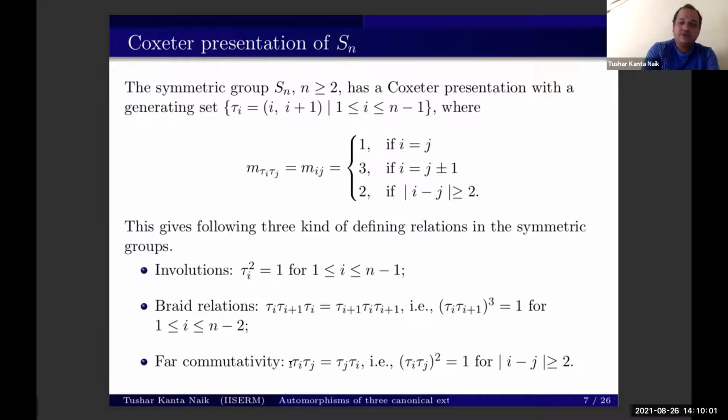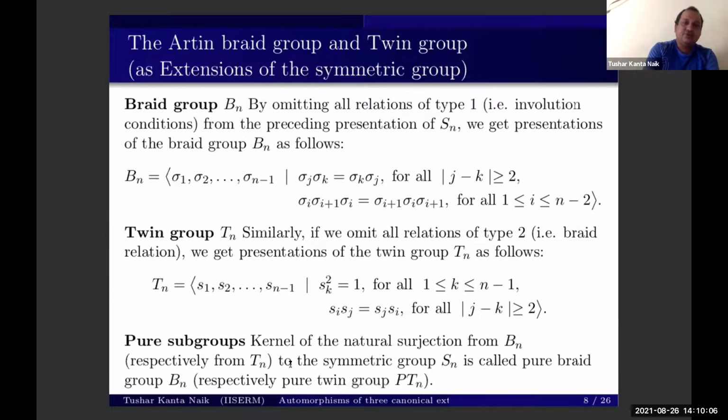Now let's see how we are going to achieve the Artin group and twin group from this. By omitting all relations of type 1, that the generators are involutions, if we remove the condition that the generators are involutions, then we get the presentation of the braid group B_n. We have changed the symbol for the generator so as not to be confused. So we get the braid group B_n, which is generated by n-1 elements and satisfies these two relations. This is our far commutativity, and this is the braid relation.